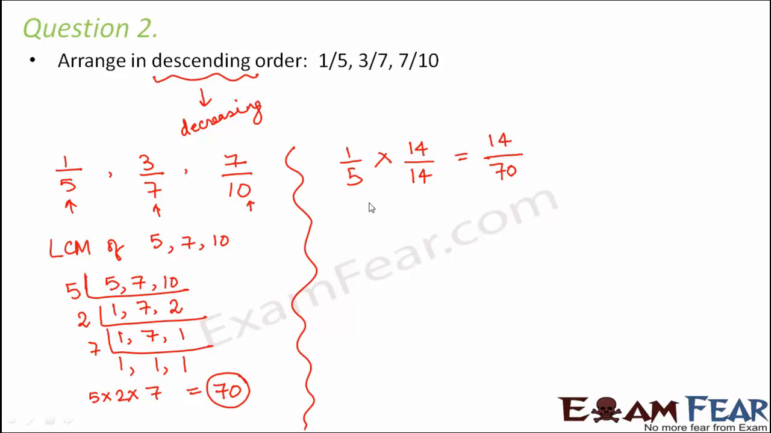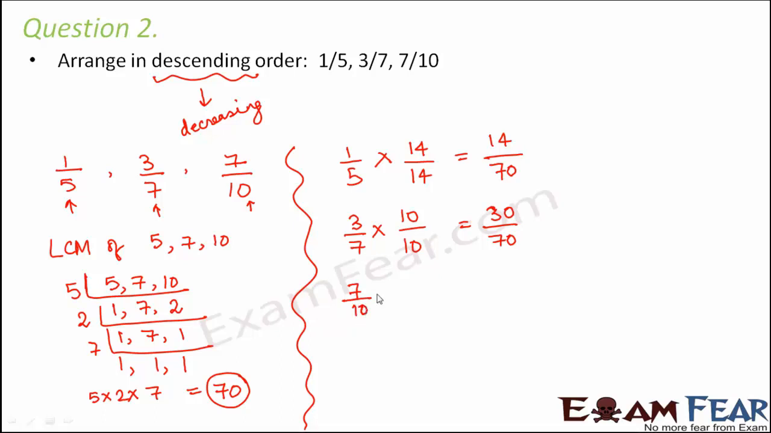So we get 14 by 70. The next fraction is 3 by 7. So in this case also, we will multiply it by a same whole number such that the denominator in the result is 70. So 7 into 10 is 70. So we will multiply the numerator also by 10. So this would be equal to 30 by 70.